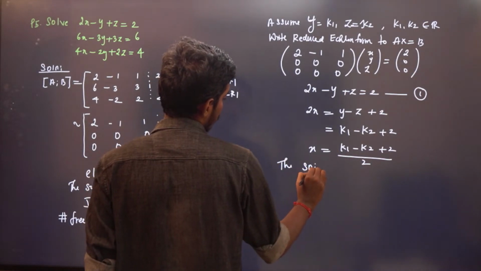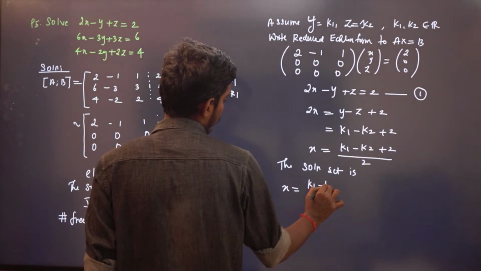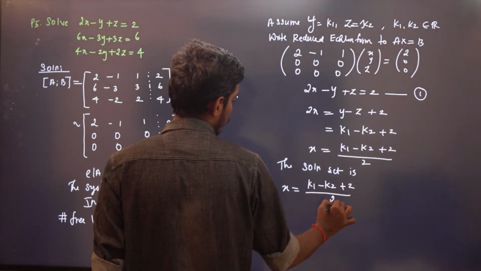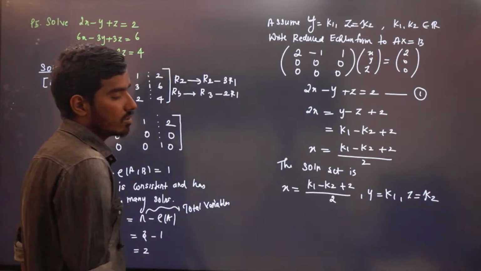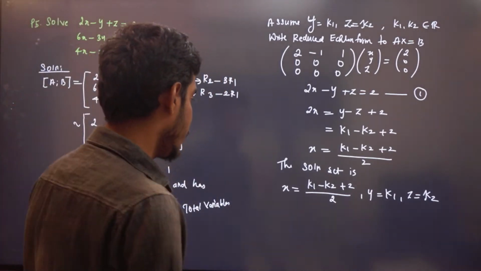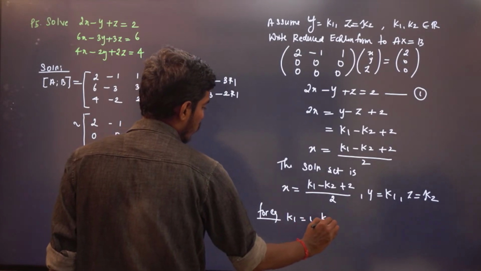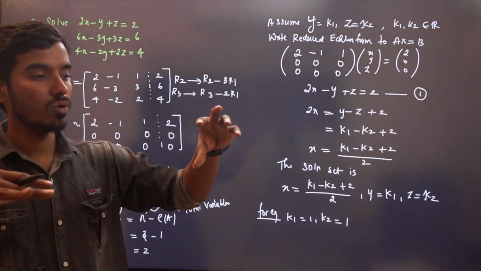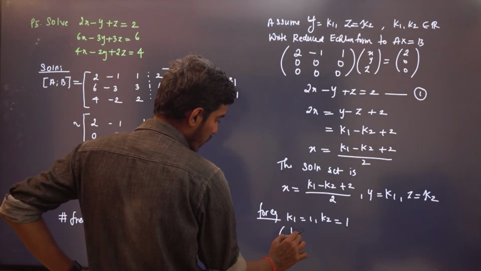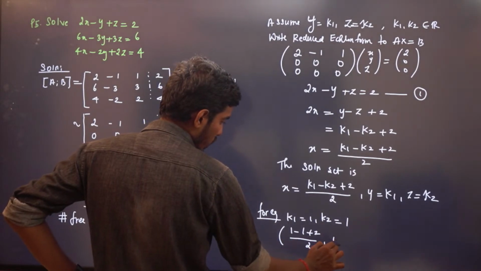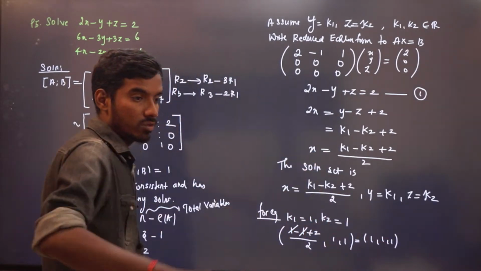Therefore, the solution set is x is equal to k1 minus k2 plus 2 by 2, y is k1, z is k2. See, you have to vary k1, k2. If you vary k1, k2, you will get infinitely many solutions. For example, take k1 to be 1, k2 to be 1. This will be 1 minus 1 plus 2 by 2, 1, 1. So that means 1, 1, 1 is one of the solutions.